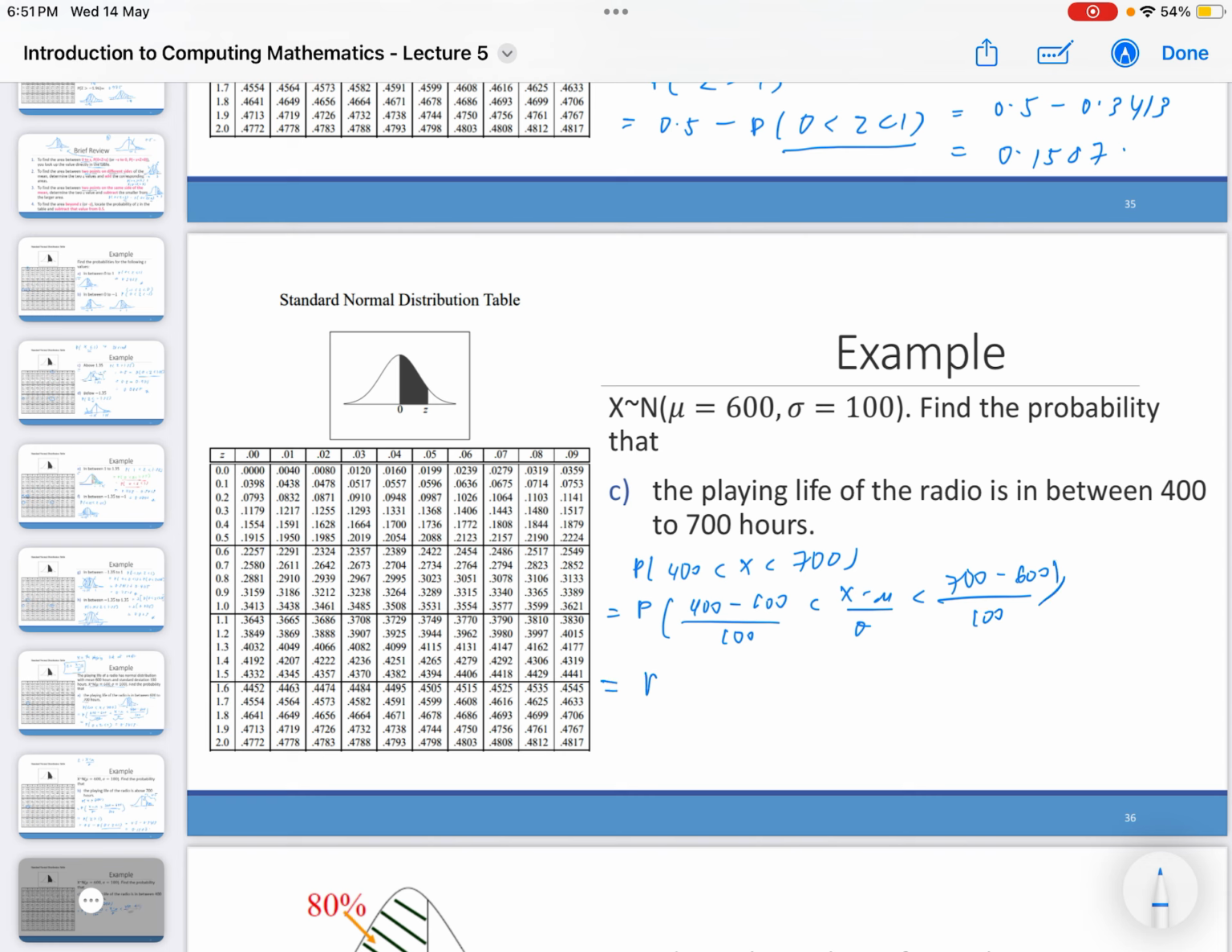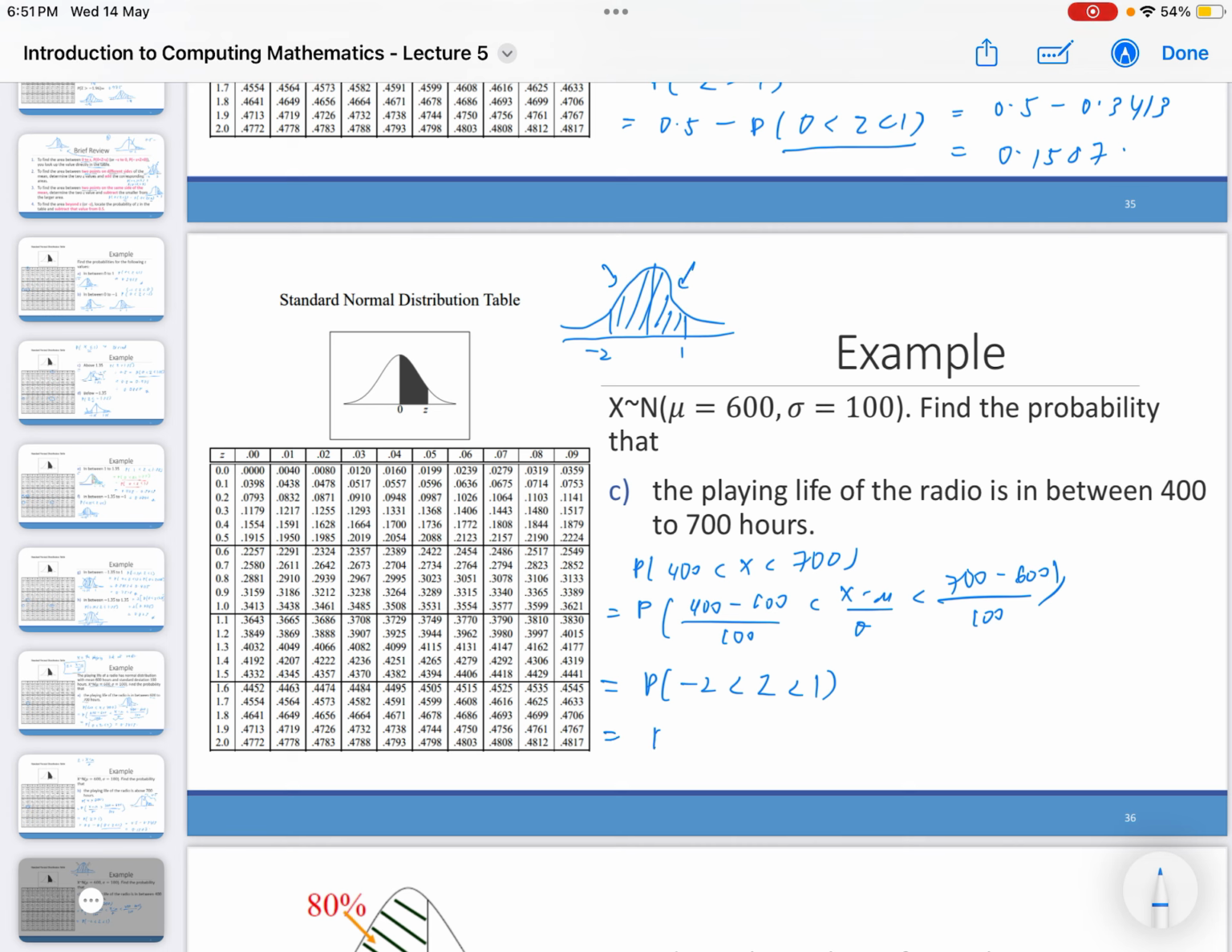And then we calculate this one. So this one is the probability of -2 less than Z less than 1. Okay, and then we draw the bell-shaped curve. So -2 is over here and then 1 is over here. So we want the probability in between. So basically this probability on the left side plus the probability on the right side.